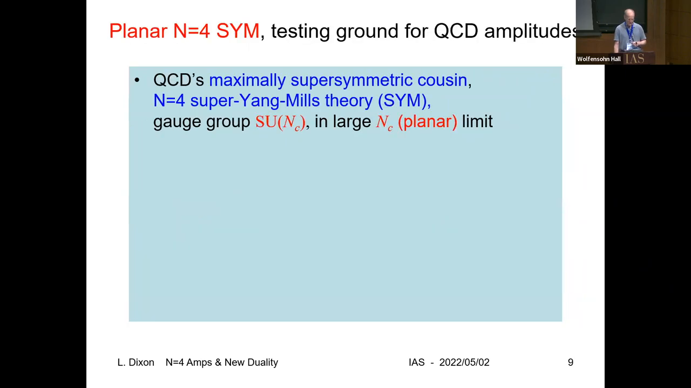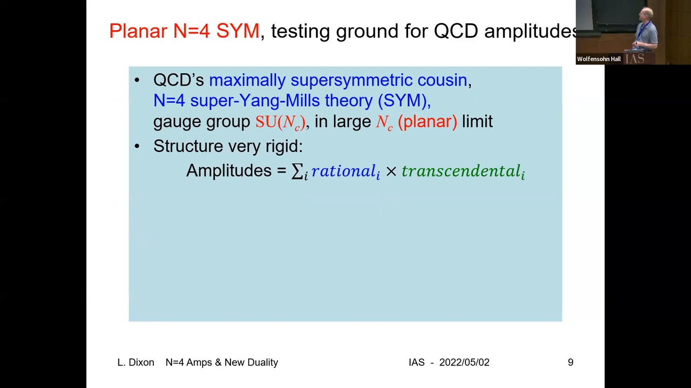And so what we're going to do in this talk instead is look at a case where we do get polylogarithms, but a relatively limited class of them. And that will allow us to go to high loop orders and investigate some of the properties there. So we're going to turn our back on QCD right now and go to its maximally supersymmetric cousin, which is N equals 4 super Yang-Mills theory. And we're also going to work in the large N or planar limit where the gauge group is SU(N_c) with N_c goes to infinity.